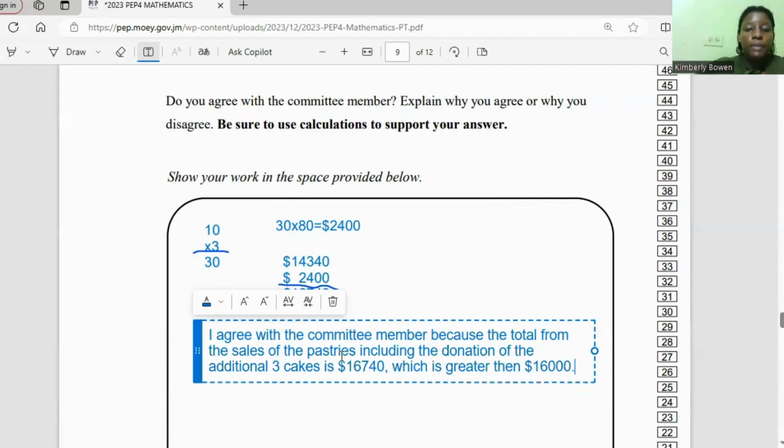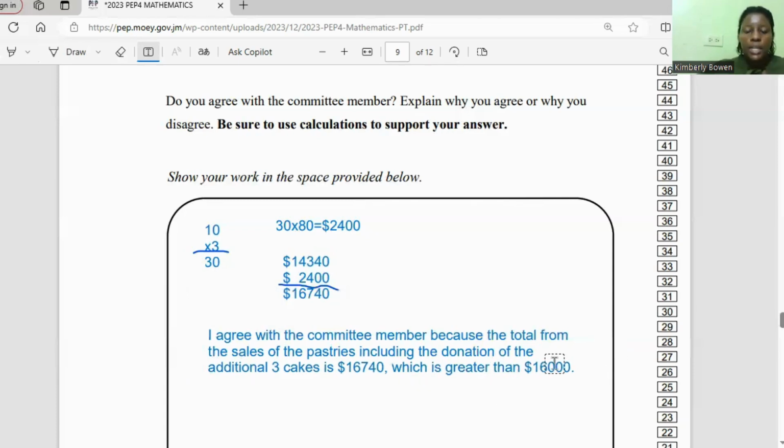I agree with the committee member because the total from the sales of the pastries, including the donation of the additional 3 cakes, is 16,740, which is greater than 16,000. All right, so there you have it. That's the end of the 2023 mathematics performance task.